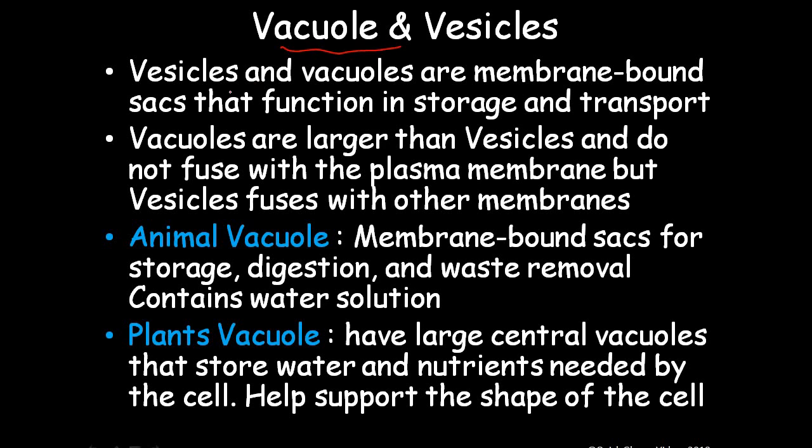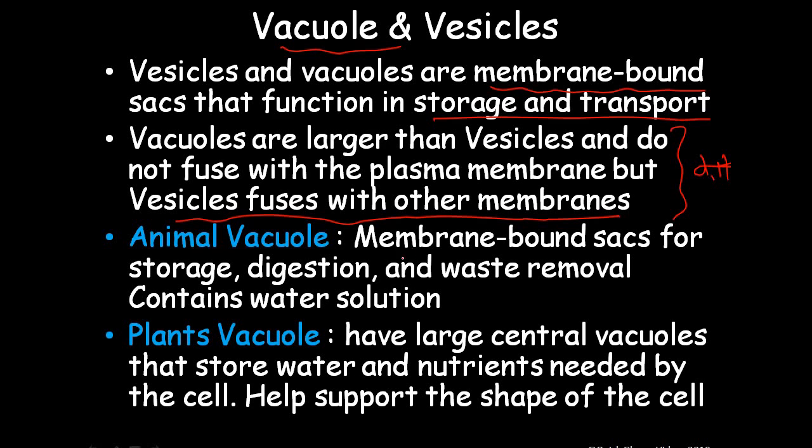Vacuoles and vesicles. Vesicles and vacuoles are membrane bound sacs. They are membrane bound sacs that function in storage and transportation. Vacuoles are larger than vesicles and do not fuse with the plasma membrane. This is one of the major differences. They do not fuse with the plasma membrane, but vesicles fuse with other membranes. Like we saw the secretory vesicles fusing, exporting material in the Golgi apparatus, fusing with the outer plasma membrane and taking the material outside, exporting the material outside the cell. So these vesicles fuse with the other membranes.